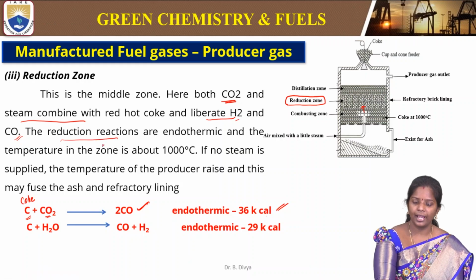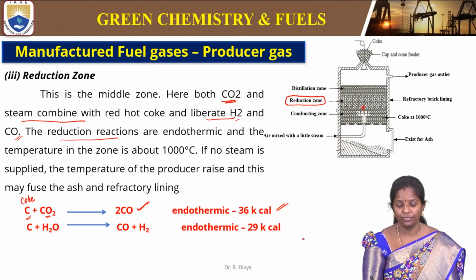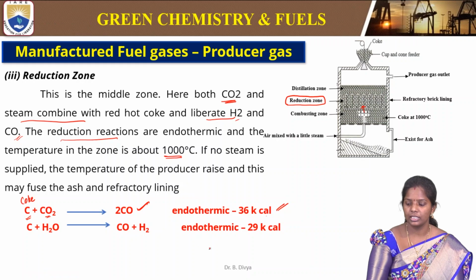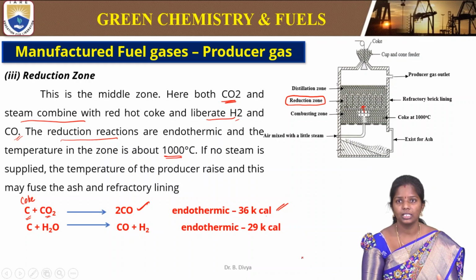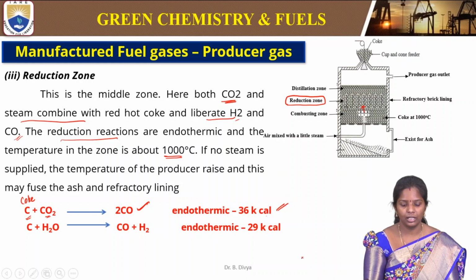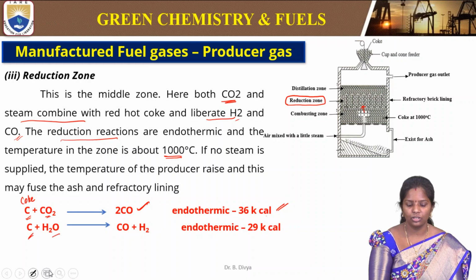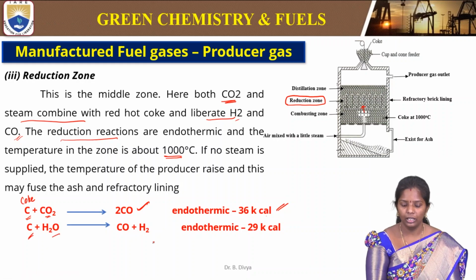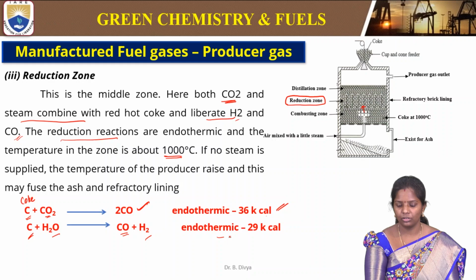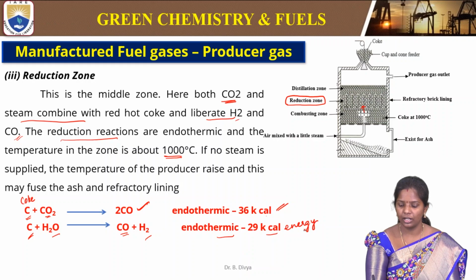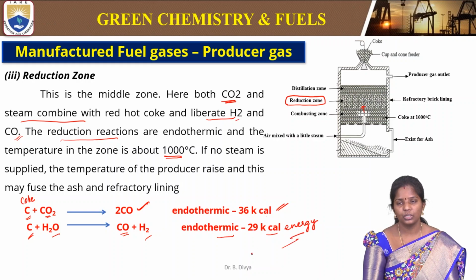So these reduction reactions are endothermic and the temperature of this zone is 1000 degrees centigrade. Then the carbon with the moisture or the steam that is coming in is also reacting and converting to carbon monoxide and hydrogen. This endothermic reaction is consuming 29 kilocalories of energy. So this much energy is consumed here, and that is why the reactions are endothermic.